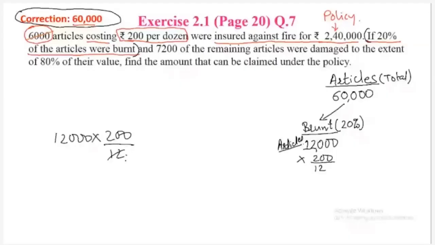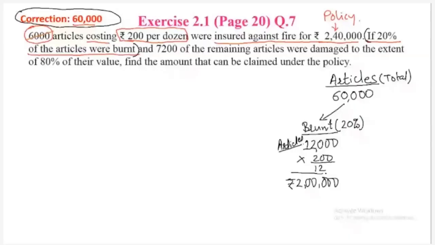12 ones are 12. Can you do this or no? 1,000 into 200. 2 lakhs. So let me write rupees 2 lakhs. Any doubt? So your total loss from the burning is rupees 2 lakhs. 12,000 articles are burned, but the cost of the article is 200 per dozen.